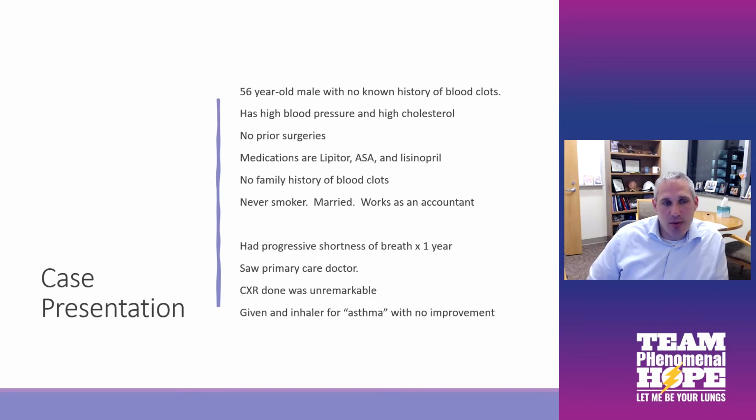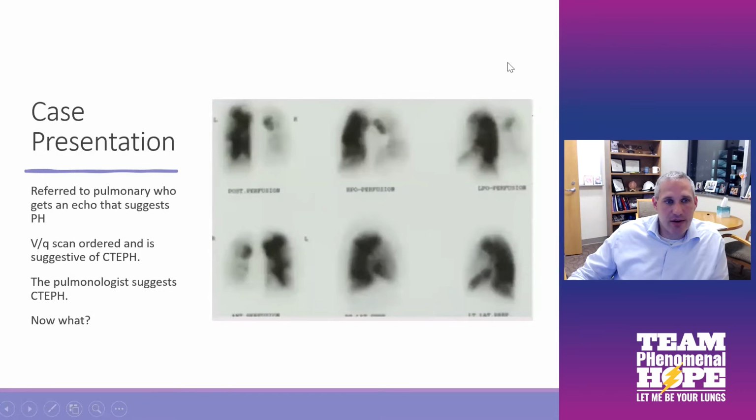He's not a smoker. He's married, works as an accountant, had progressive shortness of breath for about a year, and he saw his primary care doctor. They did a chest x-ray that didn't really show anything. He was given an inhaler for asthma with no improvement. And as Jennifer mentioned, that's a pretty common scenario we see in patients that are diagnosed with pulmonary hypertension. There's usually a substantial delay, and they see multiple physicians before they get the correct diagnosis and move on.